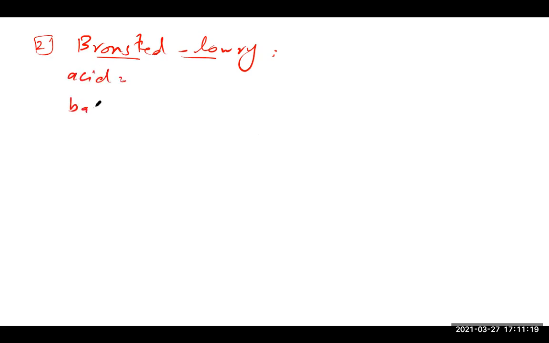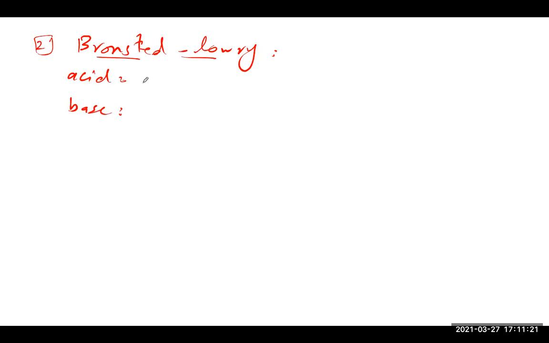The second model will be Bronsted and Lowry. Bronsted and Lowry define the acid and the base when they come into contact with another substance. It means that for Bronsted-Lowry you should have two substances, because we will have interaction between them. The first one is an acid, the second one should be a base.